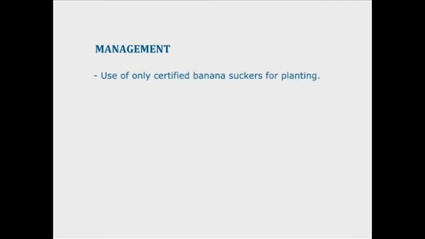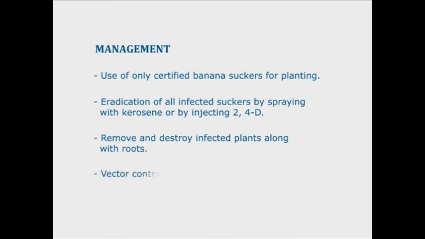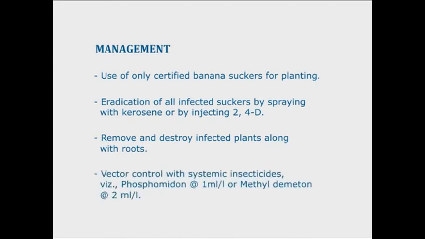Use only certified banana suckers for planting. Eradicate all infected suckers by spraying with kerosene or by injecting 2,4-D. Remove and destroy infected plants along with roots. Vector control with systemic insecticides such as phosphamidon at 1 ml per liter, or methyl demeton at 2 ml per liter is recommended.